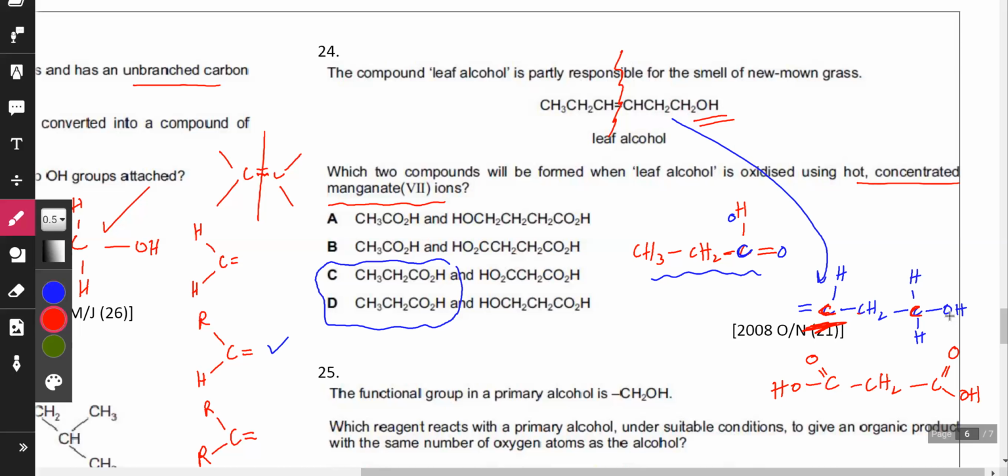Do you get this? Yes. So C would be the answer. C would be the correct answer. Because this molecule over here is this one.